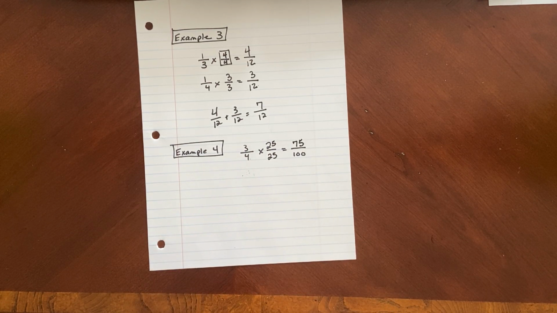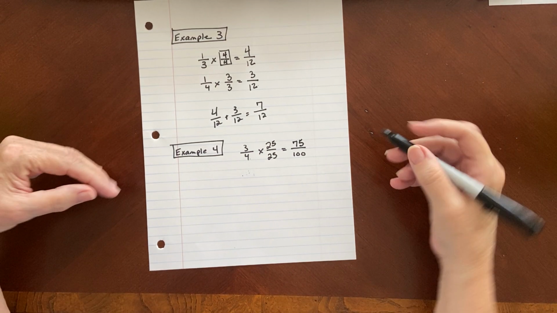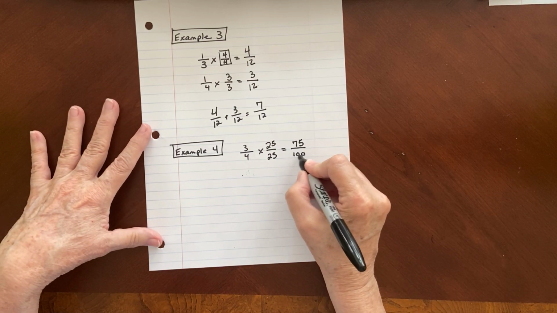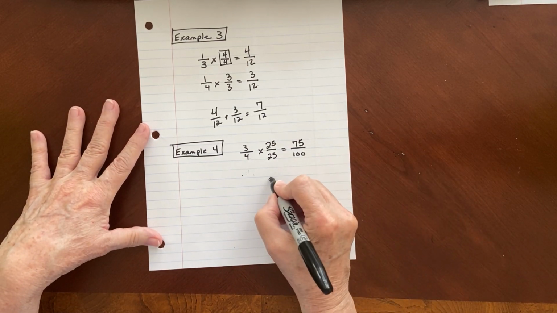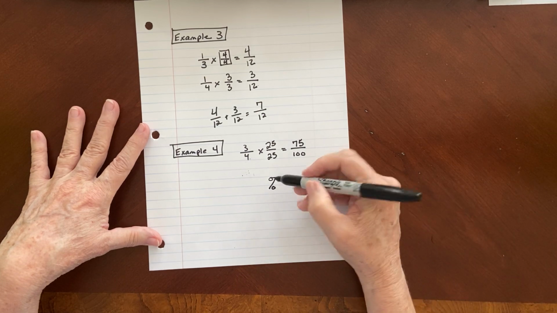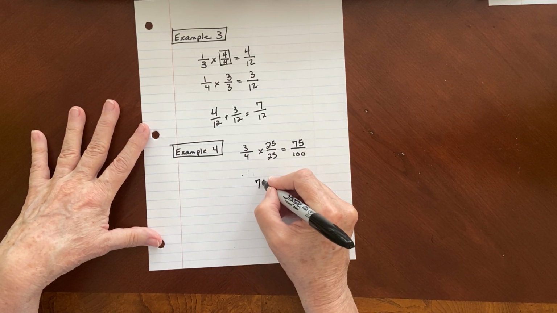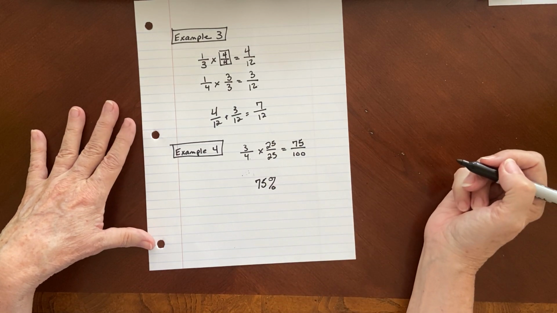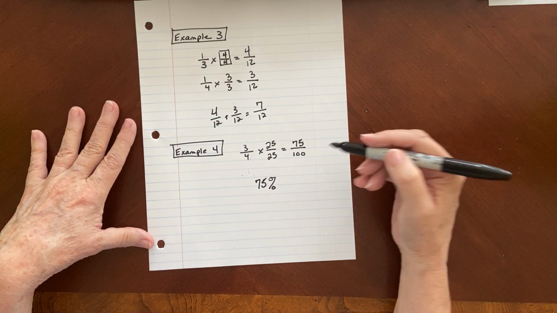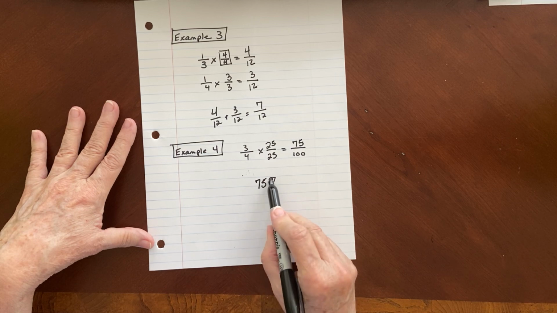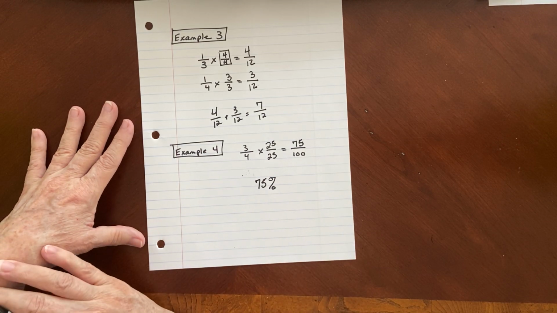And then they go on to say, write that fraction as a percent. So remember, percent means out of 100. So those two little zeros right there in the 100, they're going to go on my percent sign, just like that. And I'm going to take my numerator, and it's 75%. 75 out of 100, or percent.